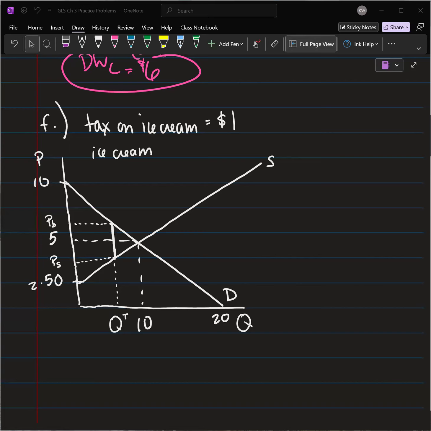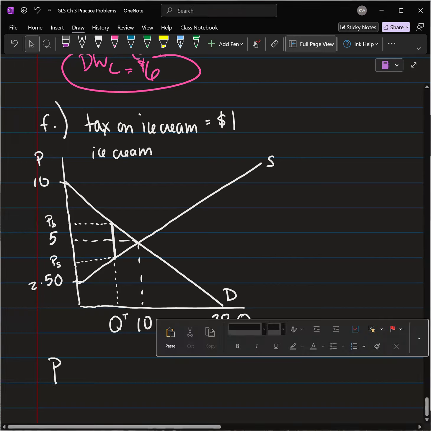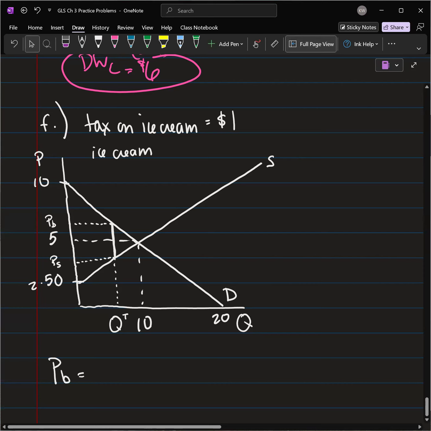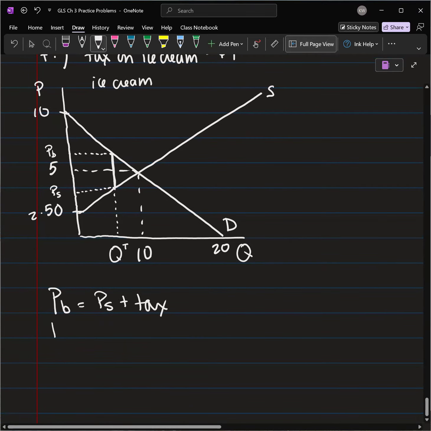In order to find the new price that buyers will pay with this tax, as well as the new price that sellers will receive, we're going to use the relationship shown by our graph here. And that's that the price that buyers pay is going to be equal to the price that sellers receive plus the size of the tax. So we know that our tax is $1. So we can go ahead and write that in. So we'll have that the price that buyers pay is equal to the price that sellers receive plus $1.